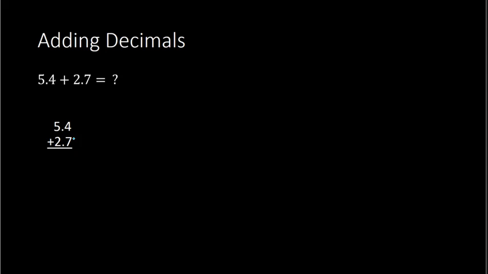We do 4 plus 7 to get 11, so we take the 1 and carry the 1 to the ones place. Then we add 1 plus 5 to get 6. 6 plus 2 is 8. So my solution is 8.1. The decimal point stays right where it was, between the ones place and the tenths place. And again, when I add together, the decimal point stays right there between the ones and the tenths place.